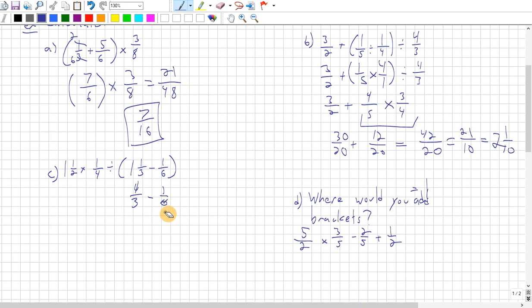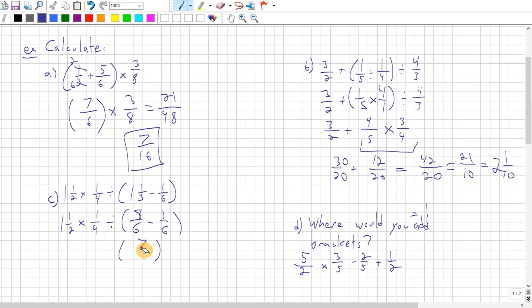Okay, and then I can change the first one to a fraction over 6 by multiplying both by 2. So I'm just going to do this here. I get 8/6 minus 1/6. That's still in brackets too. All I've done is change them to a form where I can actually subtract them. Then I get 1/4 outside and 1.5 times 1/4 divided by whatever this is in brackets. So I work out this stuff in brackets first.